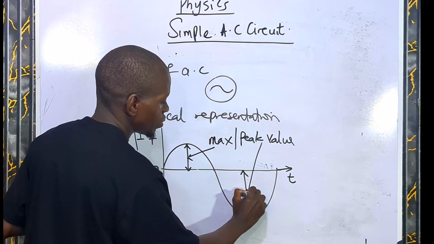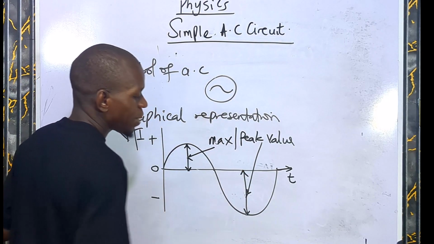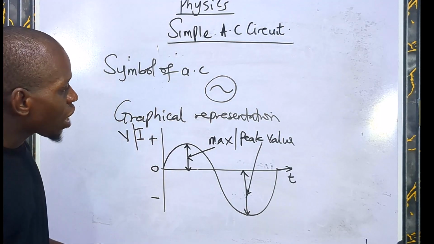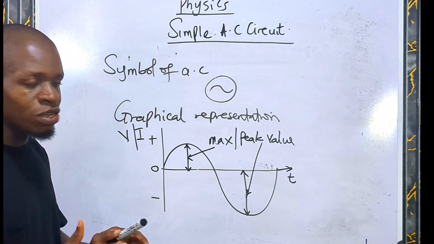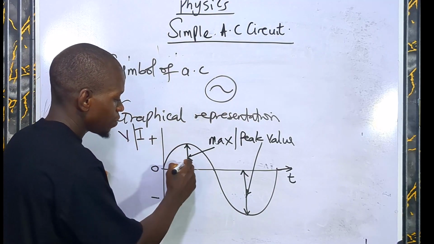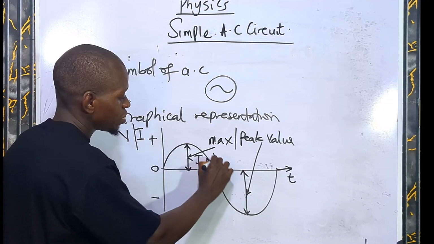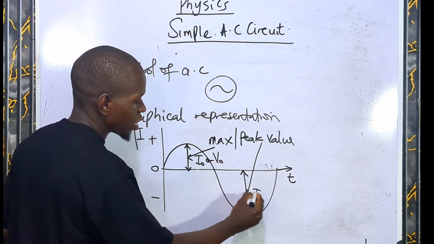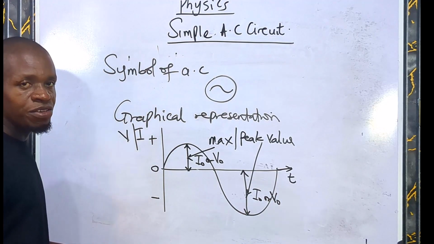I can call this line the maximum or peak value. That is, from here to here, the maximum or peak value. And this maximum or peak value is always represented by a subscript of 0 or m. What I mean is this: for current, I'll write I0. If it is voltage, I'll write V0.